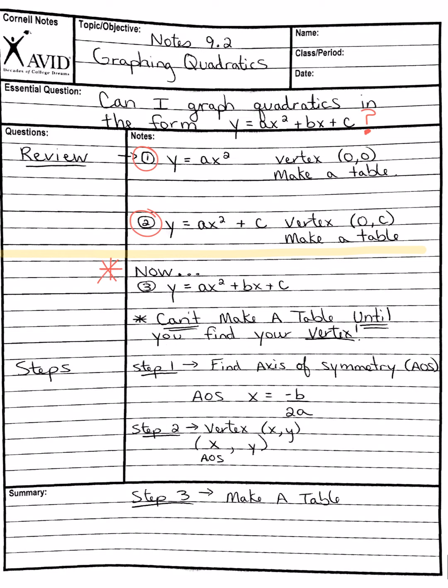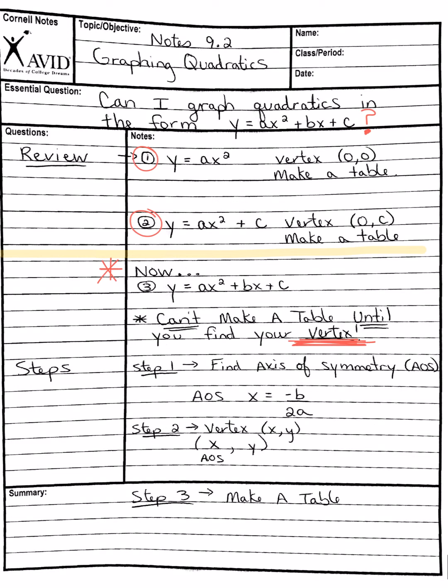Now we have an A, we have a B, and we have a C. We have our equation in the form of y equals ax squared plus bx plus c. We can't make a table until we find our vertex. Okay? And this one gets a little bit more challenging. We have more steps. So step 1 is we are going to actually find our axis of symmetry.